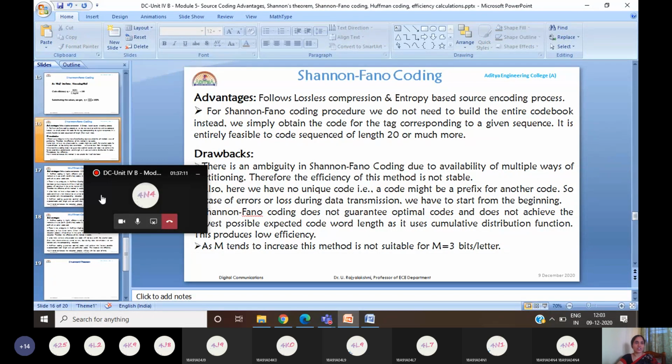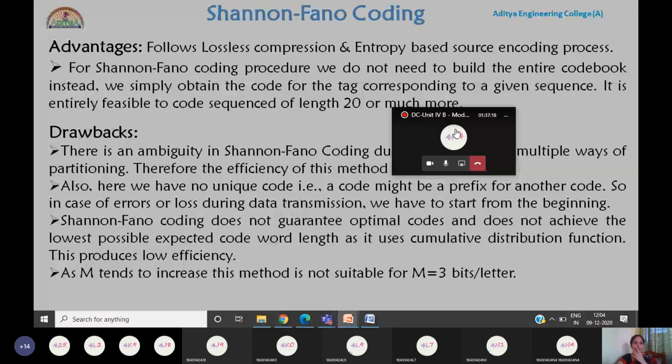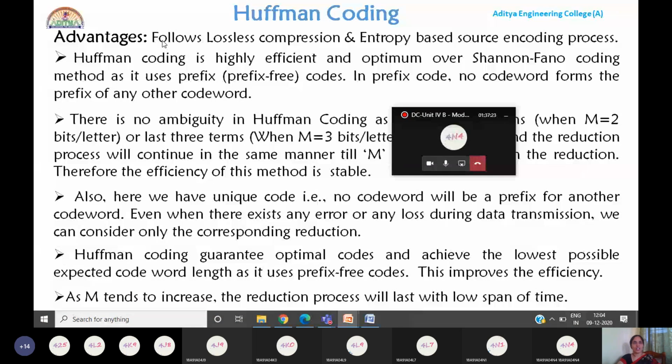Okay, these are the advantages of the Huffman coding method over the Shannon Fano encoding process. The first two are common advantages for Shannon Fano and Huffman coding: both techniques follow lossless compression and entropy based source encoding. The rest, the other 5, are the specific advantages of Huffman over the Shannon Fano coding method.